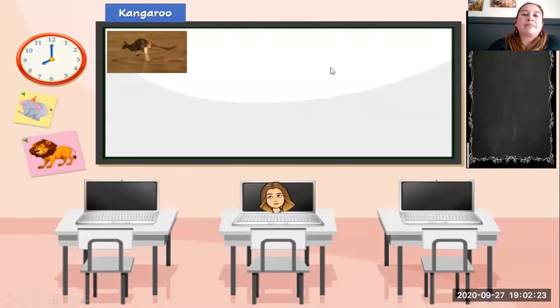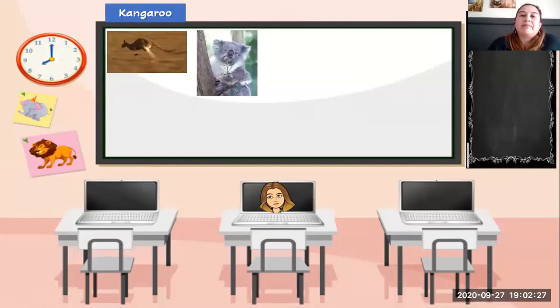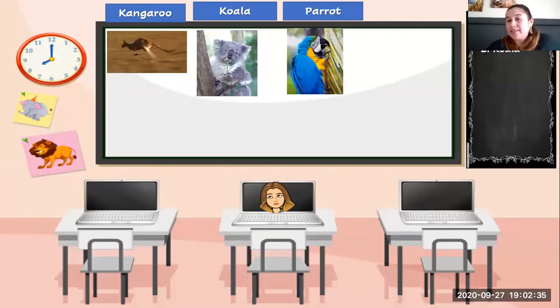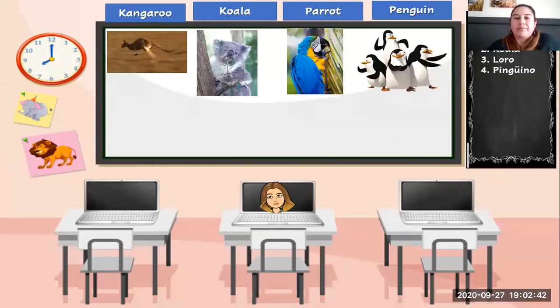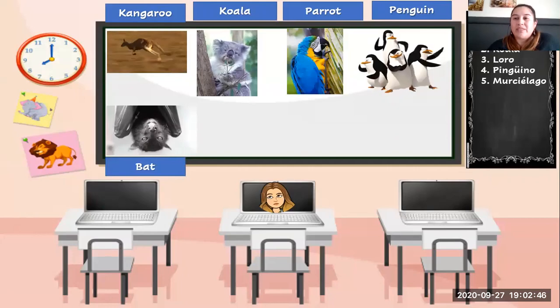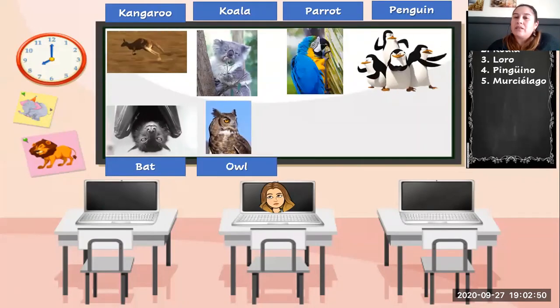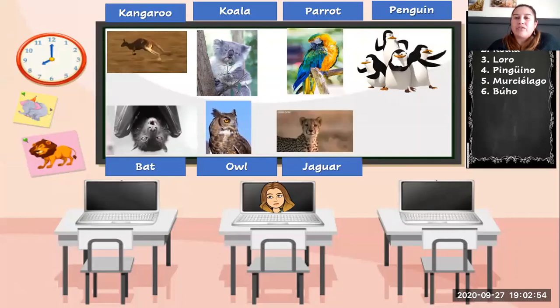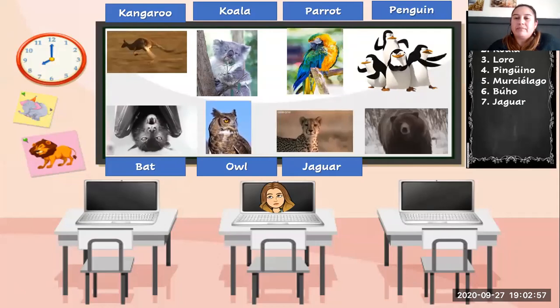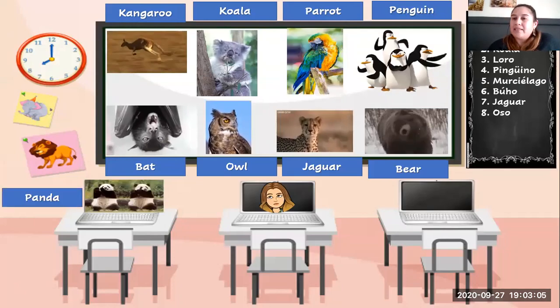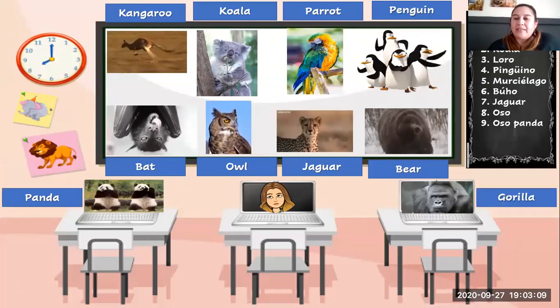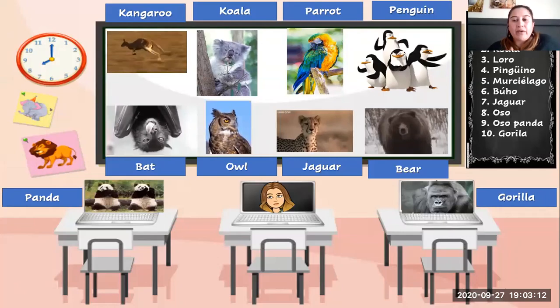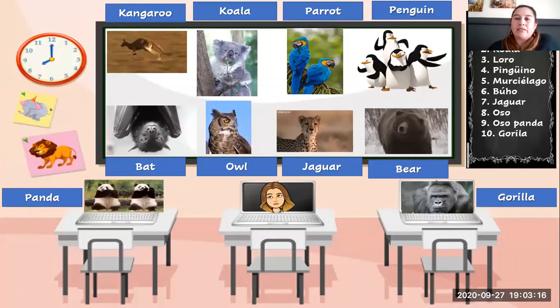1. Kangaroo, canguro. 2. Koala, the koala. 3. Parrot, loro. 4. Penguin, pingüino. 5. Bat, murciélago. 6. Owl, el búho. 7. Jaguar, el jaguar. 8. Bear, el osito, el oso. 9. Panda, el oso panda. 10. Gorilla, el gorila. Remember, please, to write the vocabulary in your notebook. Let's continue.